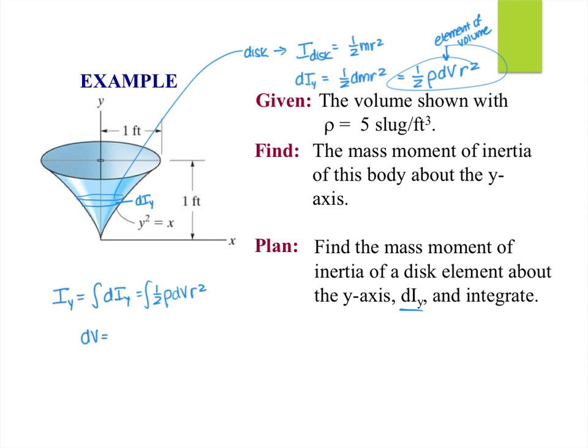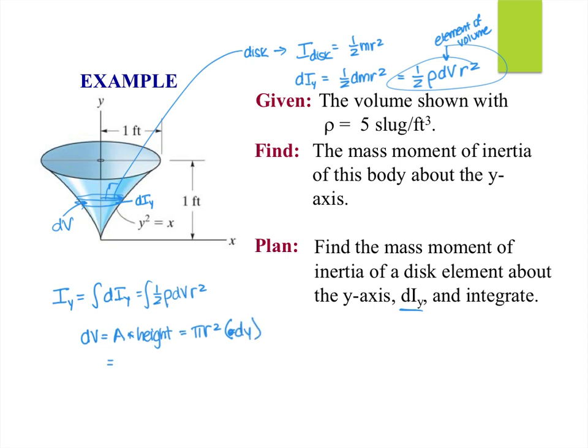How would I talk about how much volume this has? Well, it's a disk, so the volume of the disk would be the area of the circle times the height. The area of the circle would be pi r squared. But in this picture, this is my radius, which can be measured in terms of x. The height, I should do this first. The height is just going to be dy.